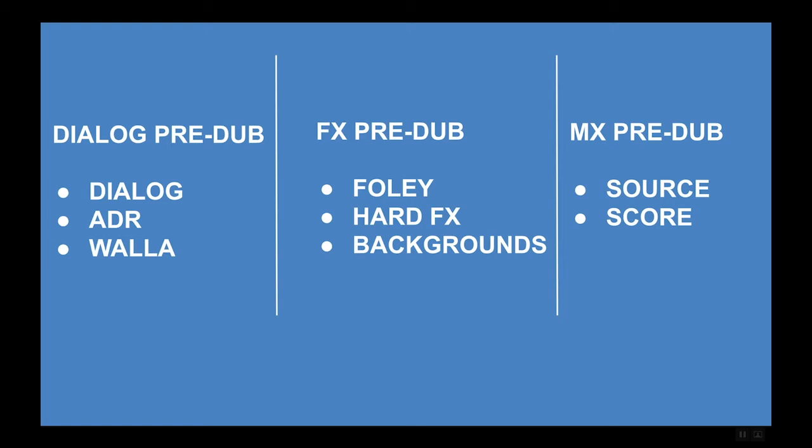With the music, you'll have a pre-dub of the source music, so that's any of the music that's taking place in the world of the film, the diegetic music. So that would be music that's playing in a club or on a radio. And then of course the score music, which comes from the composer, and generally the composer is going to have their own mixer that's going to pre-mix the music and deliver it to the dub stage for the final mix.